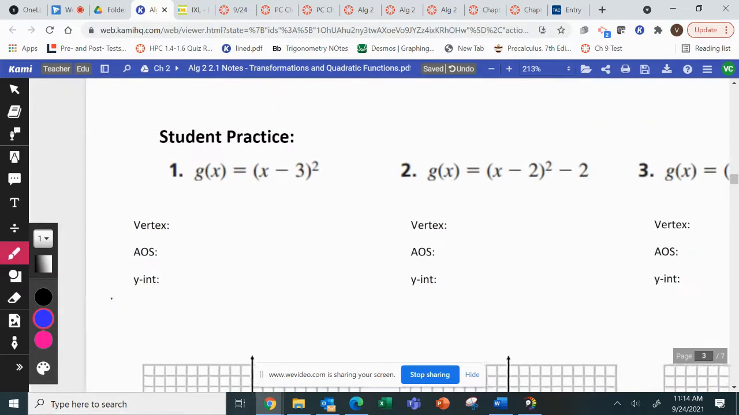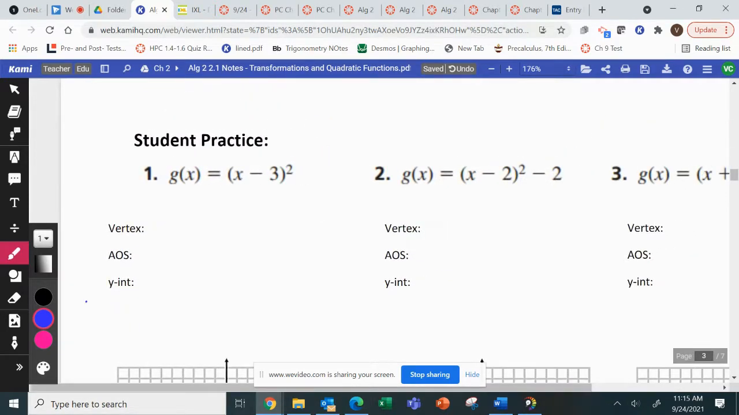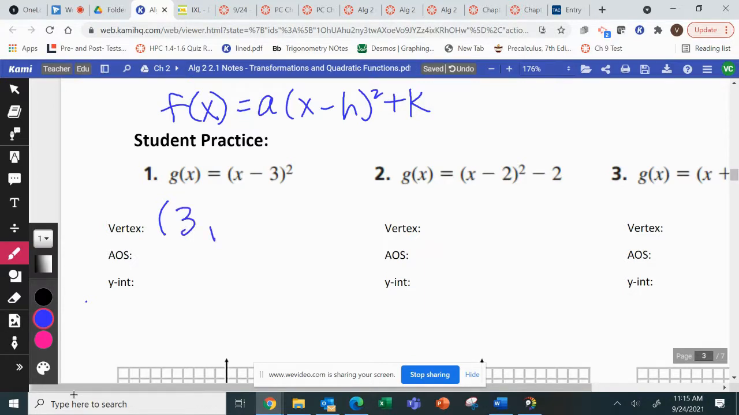Number 1, we need to know what the vertex and the axis of symmetry is. So remember, the formula is going to be f of x equals a times x minus h squared plus k. If you write it more often, you will remember it. We need to know the vertex, so we look for the h, k. The h is going to be opposite, like it always was when we're doing transformations. So h is 3, k is 0. Good. And that means our axis of symmetry is x equals 3.